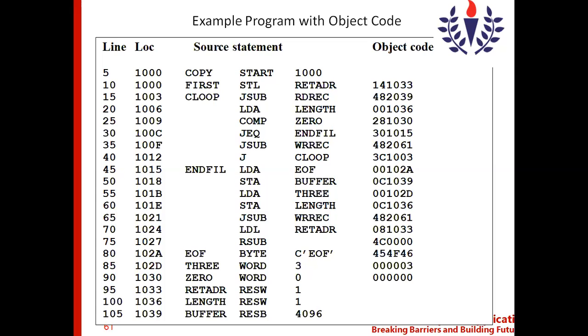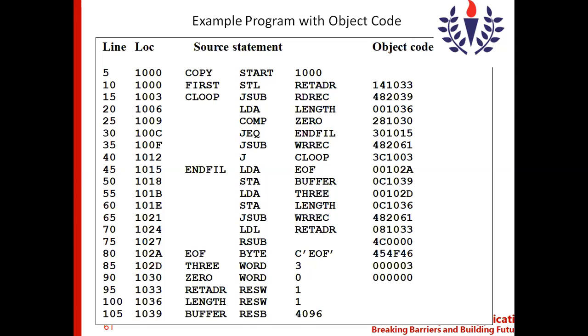So what is the address for RETADR? If you look at line number 95, you can see the address for RETADR is 1033. Now the value for STL is 14. Each and every mnemonic has a corresponding machine equivalent. I have shown you some slides earlier where we saw the different instruction sets, and each instruction has an equivalent machine value. So STL has the machine value 14. RETADR is defined at line 95 and its address is 1033.